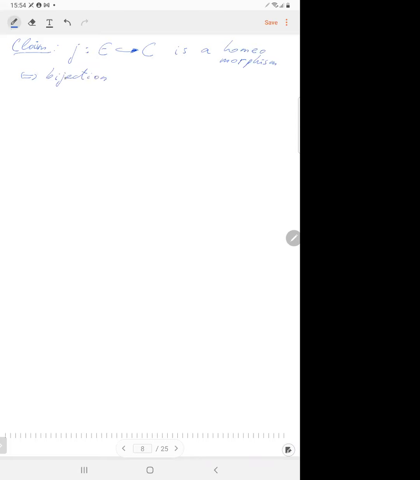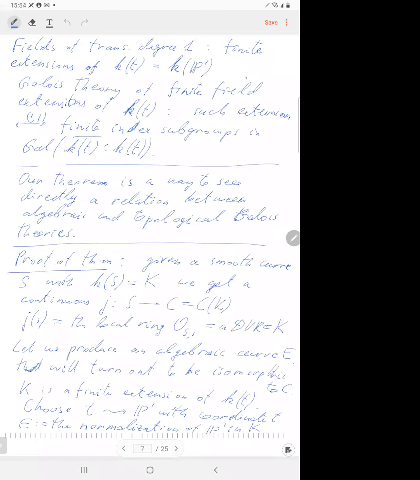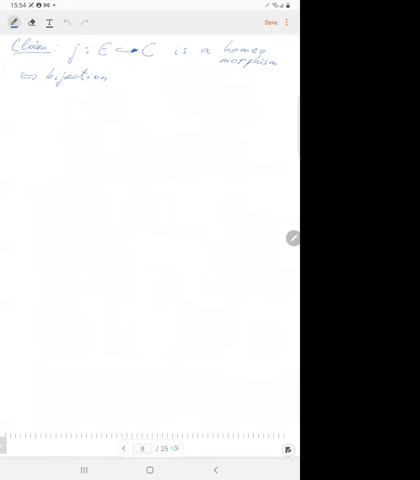Just by our discussion here in the beginning of the proof, right? Because C consists of all the DVRs, and now I consider only those DVRs that come from E. Among all the possible DVRs inside the field K, I only take some particular ones that are the local rings of E. Okay. So we only have to prove that it's a bijection, and as we just discussed, only have to prove that it's a surjection.